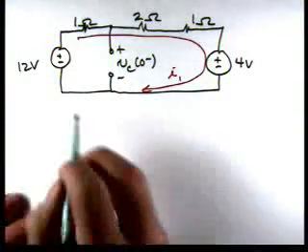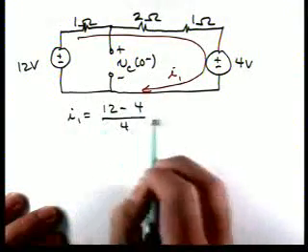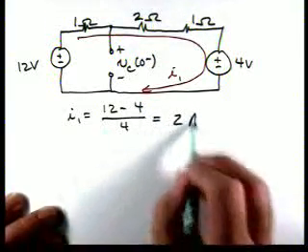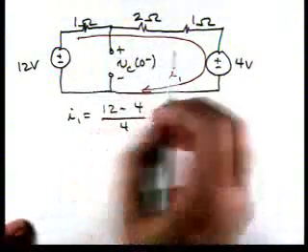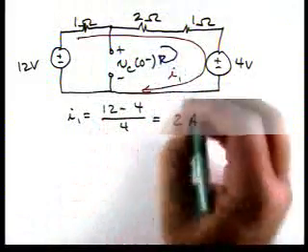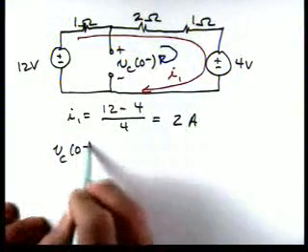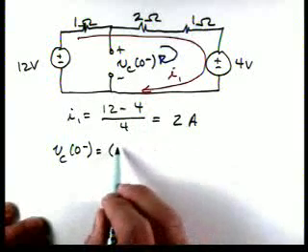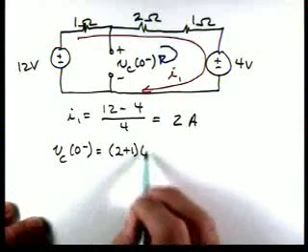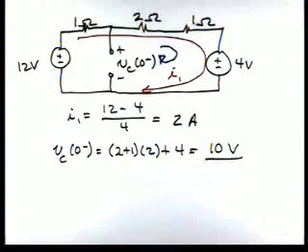And I1 can be calculated as 12 minus 4 over 4, or 2 amps. And now we can either go around the right loop or the left loop. So let's go around this loop to calculate VC of 0 minus using Kirchhoff's voltage law. So VC of 0 minus then is, we've got two resistors in series, so that's 2 plus 1 times 2 plus 4, and that says the initial capacitor voltage is 10 volts.